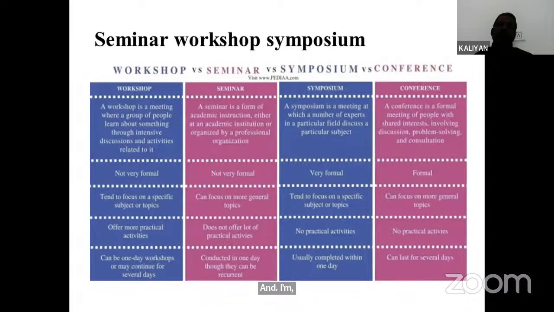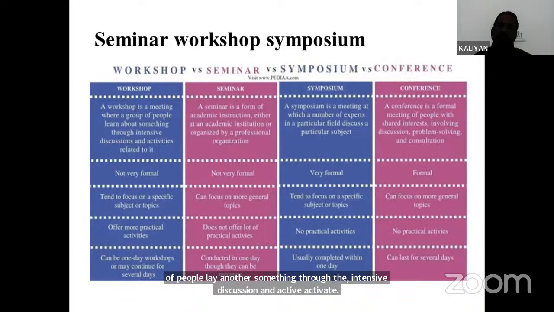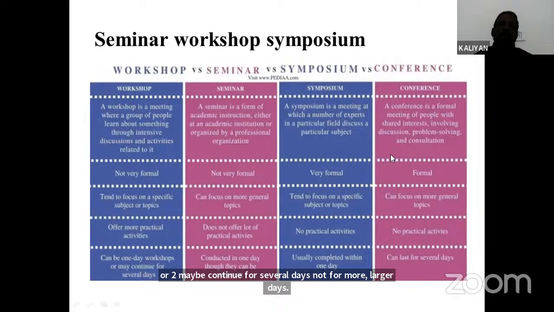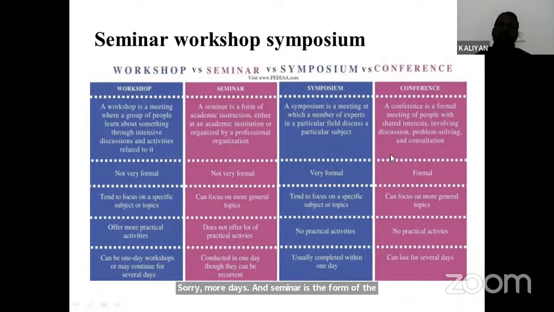And seminar, workshop, symposium and conference. In some question papers they ask what the difference is between seminar, workshop, symposium and conference. A workshop is a meeting where a group of people learn about something through intensive discussion and activities. It is based on activities and is more formal. It focuses on a specific subject and topic, offers more practical activities, and can be a one-day workshop or two, maybe continuing for several days, but not for too many days. A seminar is a form of academic instruction, or organized by a professional organization. It is not very formal, focuses on general topics, and does not offer much practice. So a seminar offers no practical activities and is conducted in one day.